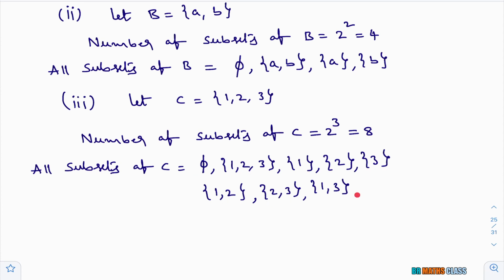Okay. You don't write like this: 3 comma 1 is a subset. These two are same. Any one is enough. 1 comma 3 is a subset, 3 comma 1 is another subset. Like that you don't count. Right? 1 comma 3, 3 comma 1, both are equal. So any one is enough. I hope you understand this.